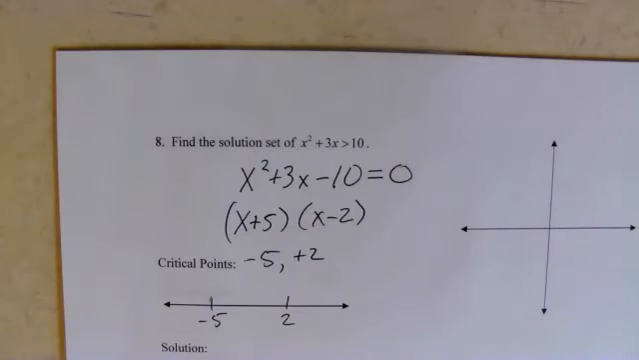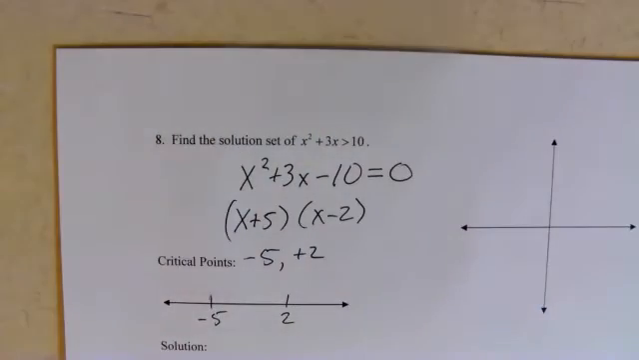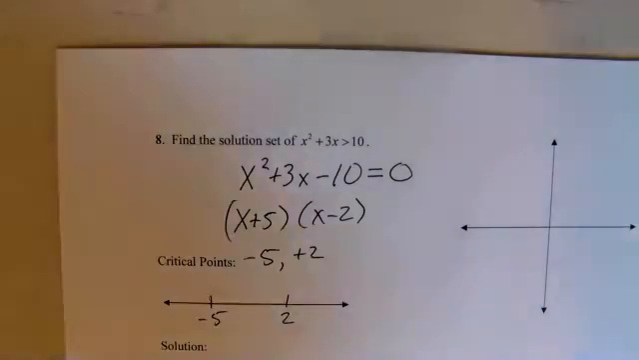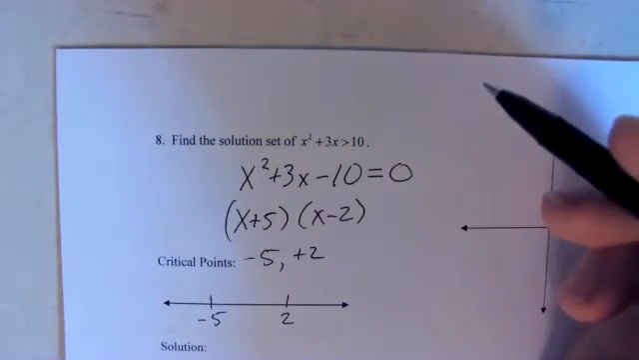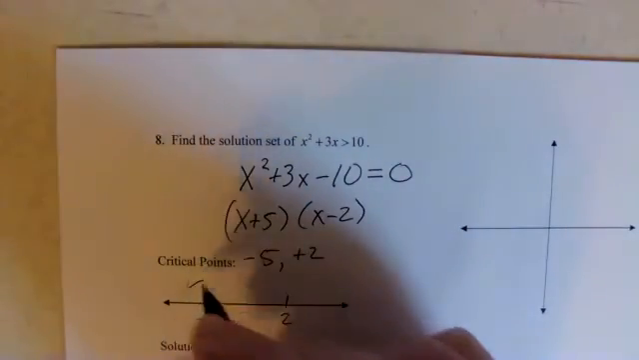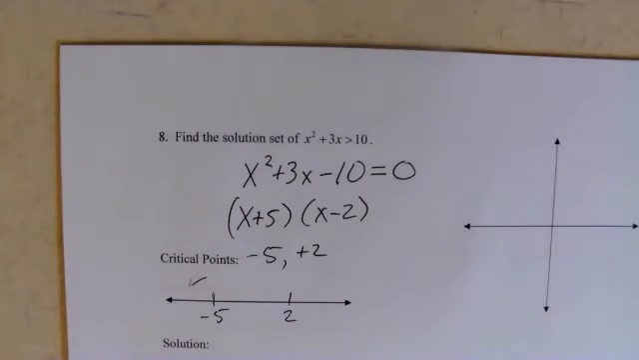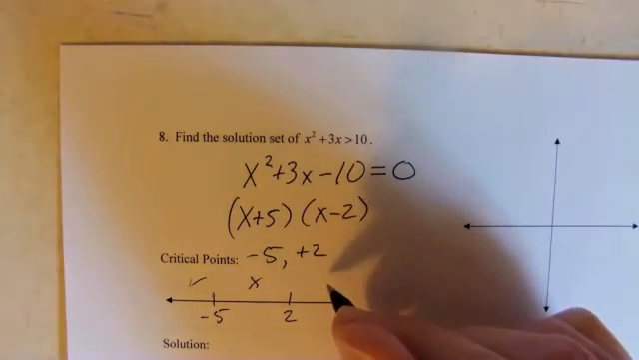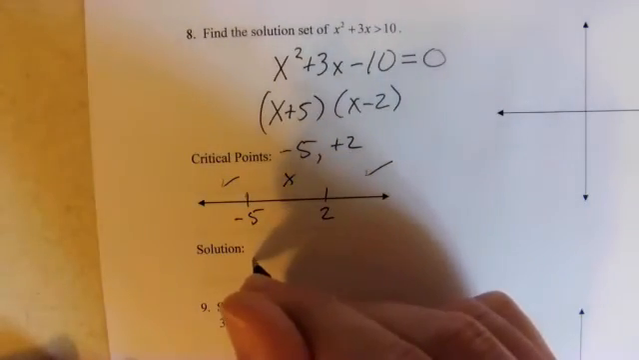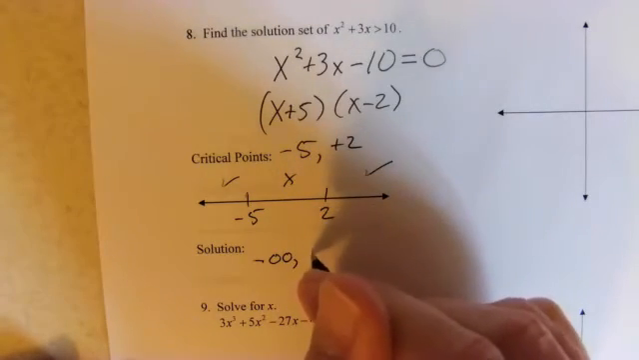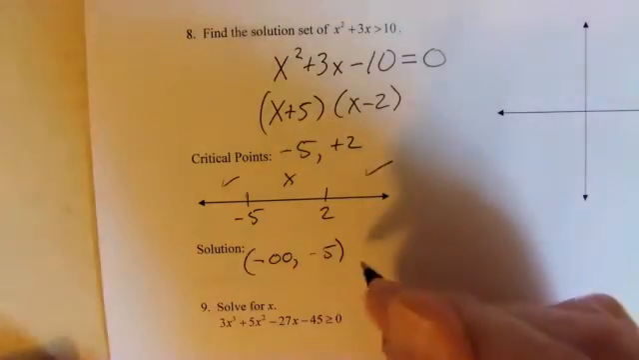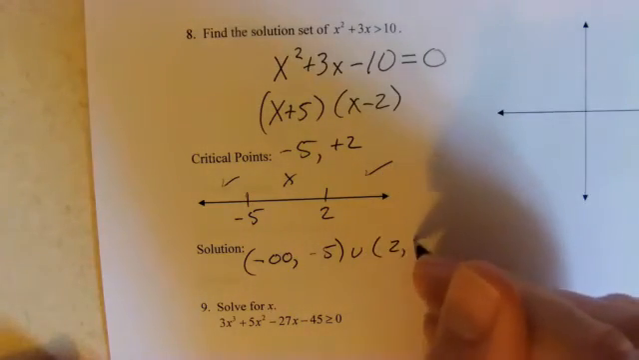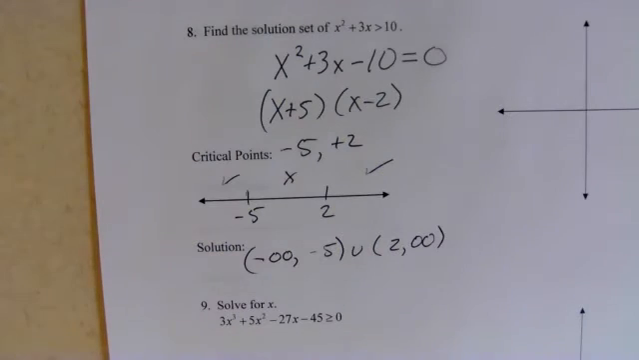And I can just look to see where it is greater than 10. If I plug in something less than negative 5, like, for example, negative 1,000,000, then negative 1,000,000 squared is so huge that it's always going to be greater than 10. And if I plug in something between negative 5 and 2, like 0, then I get 0 is greater than 10, and that does not work. And if I plug in something bigger than 2, like a million, 2 squared is so big that of course it's going to end up bigger than 10. My solution is from negative infinity to -5. I don't include -5 because it's not an or equal to. And from 2 to infinity. I'm going to pause here.